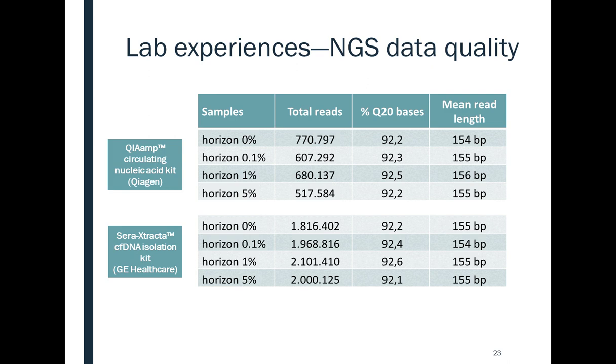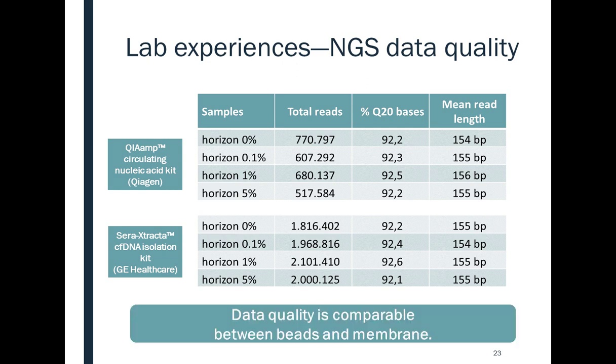The total read counts reflect this pooling method. We have more reads for the bead-based sample compared to the membrane-based samples. But when you look at the percentage of Q20 bases and the mean read length, there are no differences between the samples isolated either by column-based or bead-based approaches. Furthermore, what is not shown here, the on-target reads and the uniformity of the coverage are very similar and showed no differences between the two setups. So we could say that the NGS data quality is comparable between bead and membrane-based isolation methods.